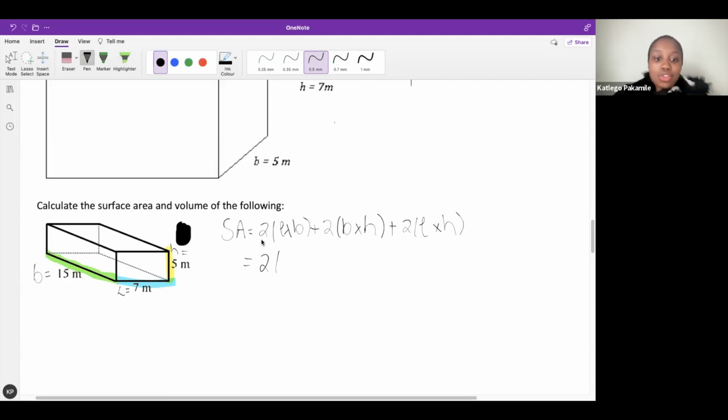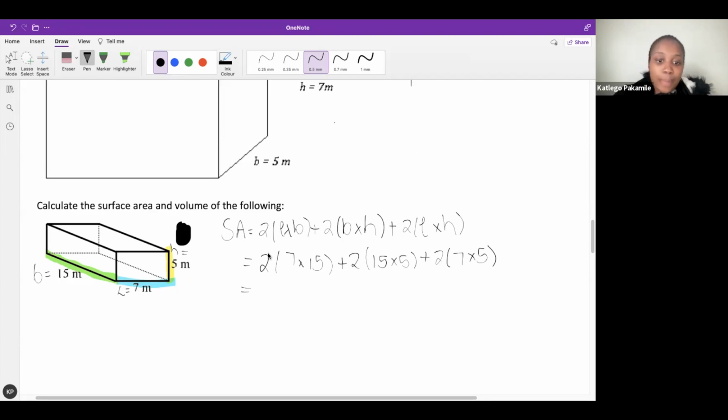Now let us substitute. My surface area is 2 times length, which is 7 times 15, plus 2 times the breadth, which is 15 times height, which is 5, plus 2 times 7 times 5. Tell me what this whole value is. What's 7 times 15 times 2?